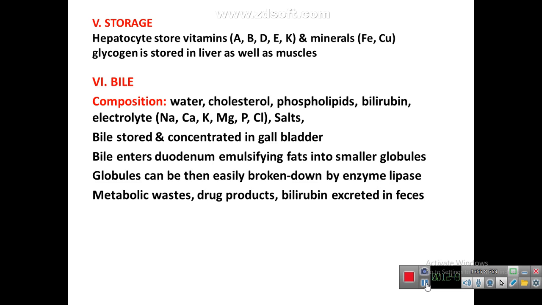So due to emulsification, fats are broken down into smaller globules. These globules can then be easily broken down by the enzyme lipase. Metabolic wastes, drug products, and bilirubin are excreted in feces as waste material.